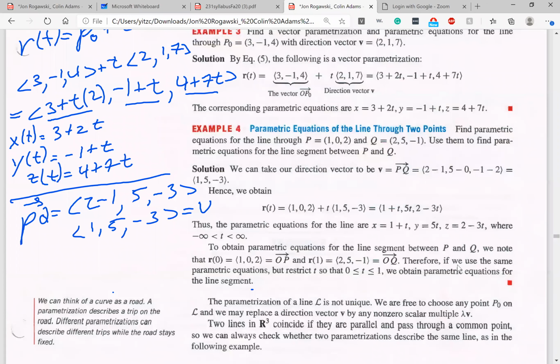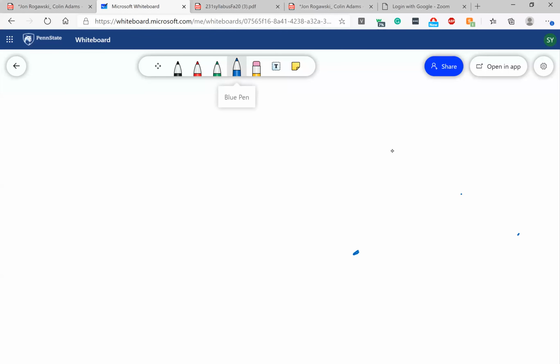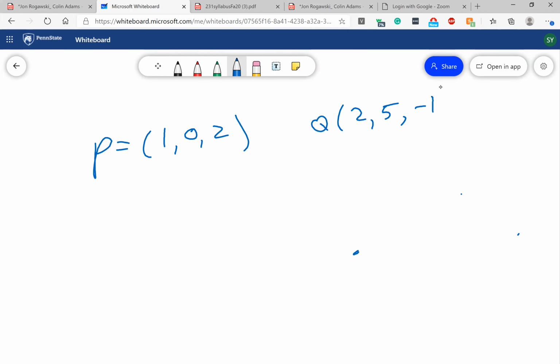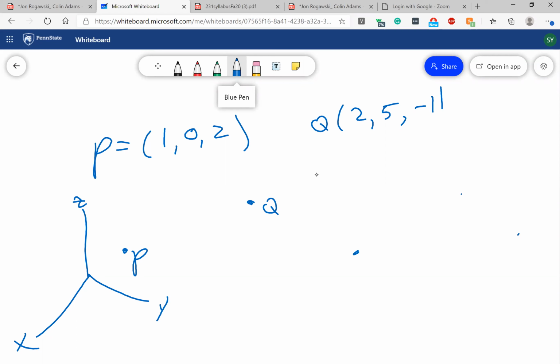So the points are 1, 0, 2, and 2, 5, -1. So here is my x, y, and z coordinate. And here's, let's say, my P. And here, let's say, is my Q. And I want to find the line that goes between these 2 points.